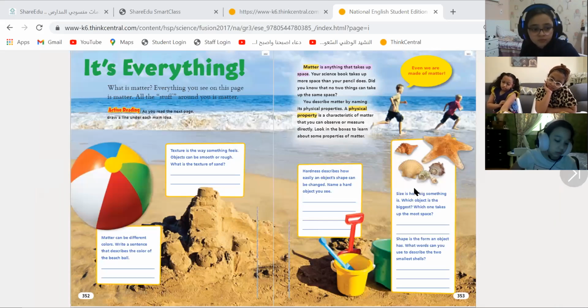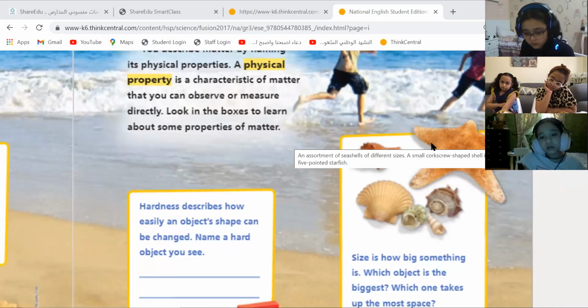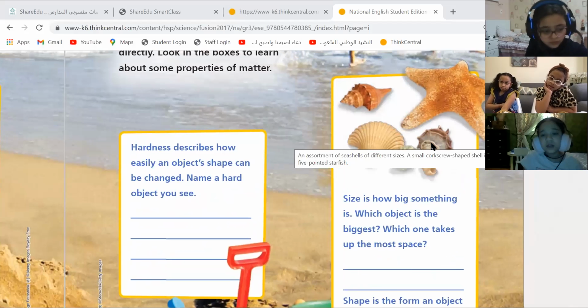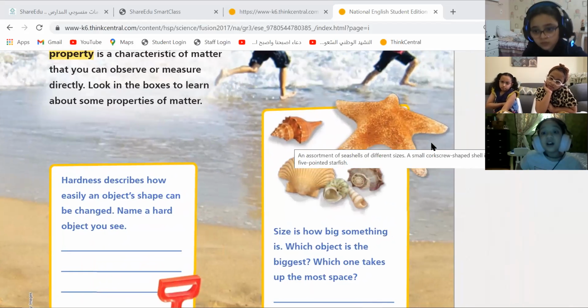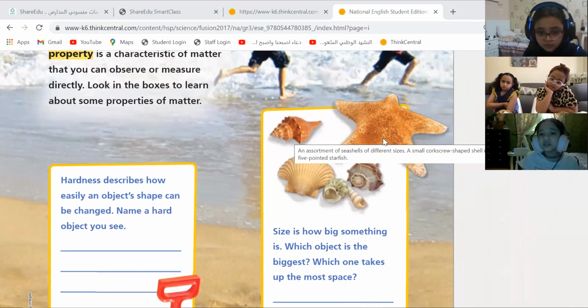Excellent. Now, what about the size? When you describe the size, big or small, which one is the biggest over here in this group? Look at the seashells. The starfish. Excellent. The sea star. The sea star is the biggest.